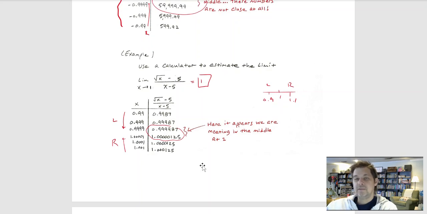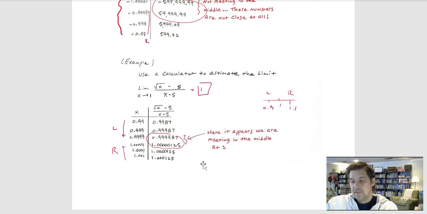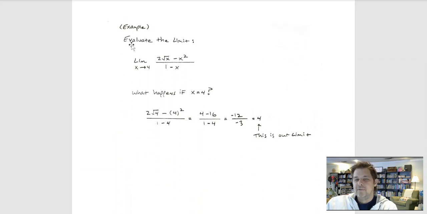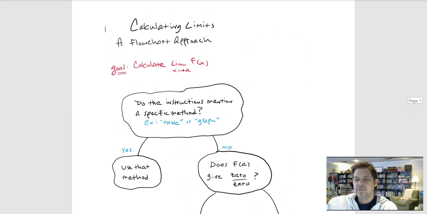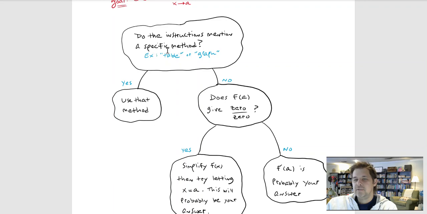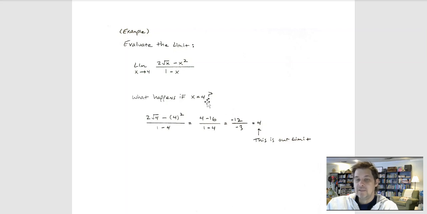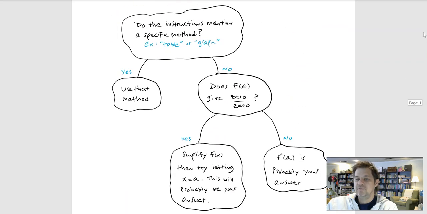Okay, so that's the table method. If it says to make a table, make a table. All right. What about this one? Evaluate the limit. Now, back to my flowchart. Do the instructions mention a specific method? I don't see any specific method mentioned here. It just says to evaluate the limit. So what did the flowchart say?